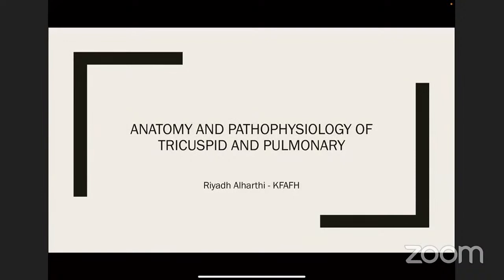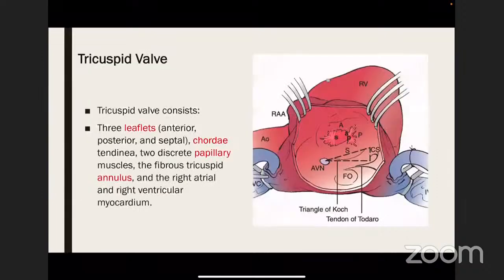Riyad Al-Harthi, King Fahd Armed Forces Hospital, Jeddah. Anatomy and pathophysiology of tricuspid and pulmonary valves.